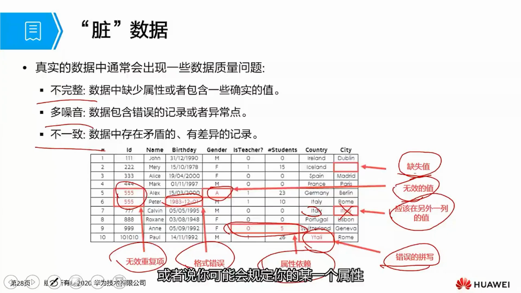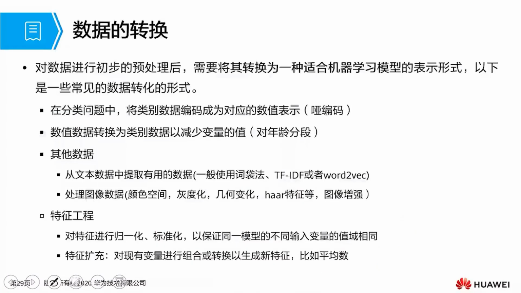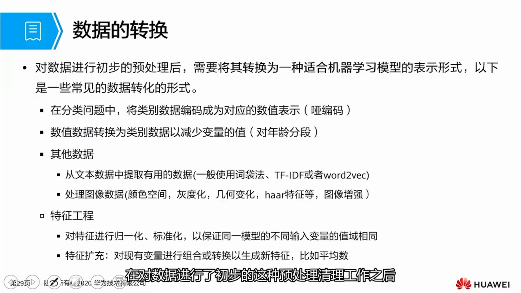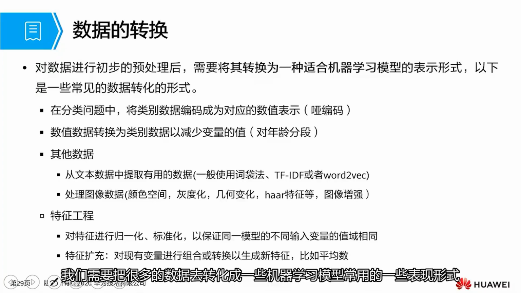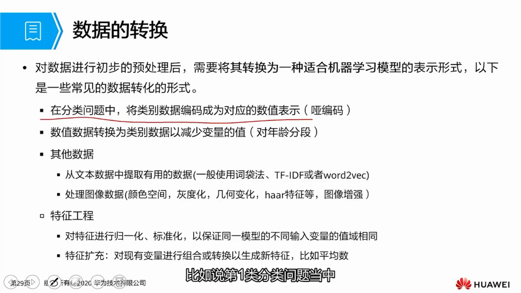Okay, the next topic is data transformation. After this preliminary data preprocessing, after the cleanup work, we need to convert a lot of data into some commonly used expression forms for machine learning models. For example, the first type. In classification problems, we need to perform one-hot encoding on the categories. What is the other code called? Called dummy encoding. Also known as one-hot encoding.